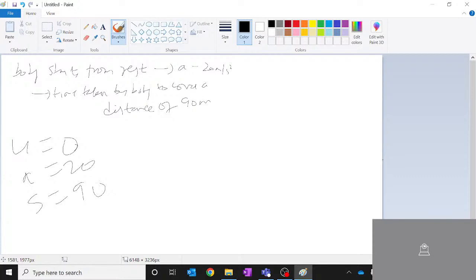Correct? Now, between these three, if three parameters are given, you are supposed to find out the fourth parameter. That is what, time taken. Connecting u, a, s and t, what is the only equation that you have? You have s is equal to ut plus half at square. This is the only equation that you have.